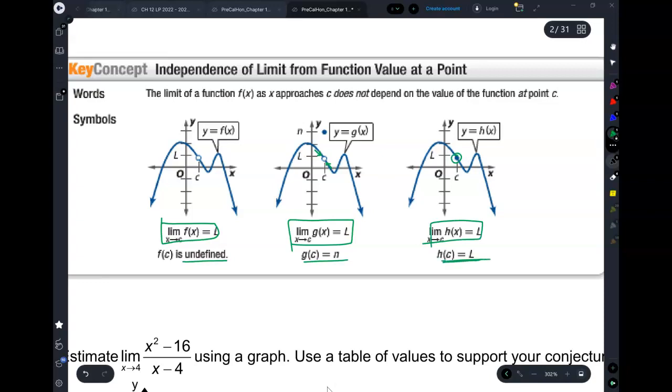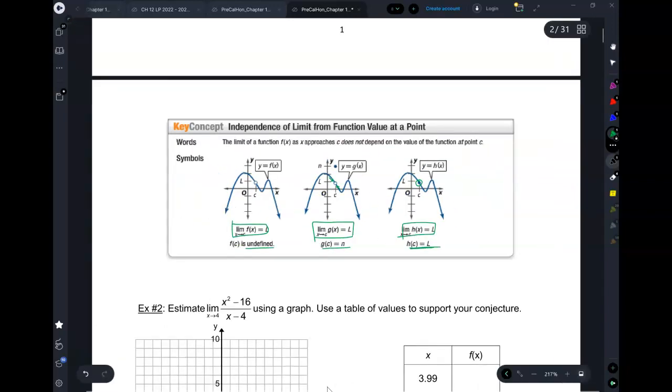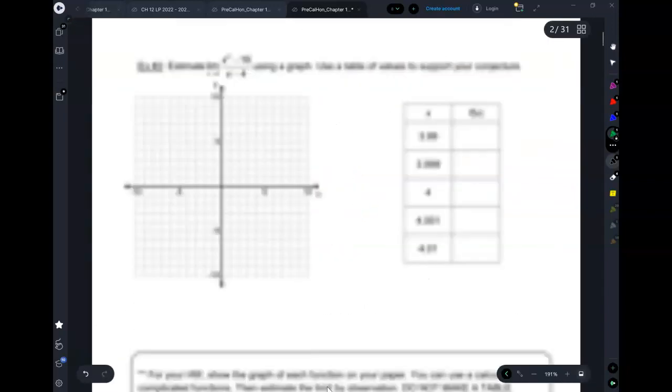Also L, right? So do you see how the actual value is completely independent from the value of the limit, right? One has nothing to do with the other. Okay, so let's take a look at this one.